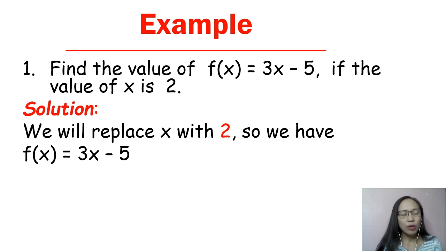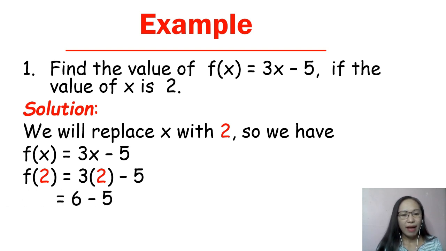The x here we will replace with 2. Thus we have f of 2 equals 3 times 2 minus 5. So x there we replace with 2. And then we have 3 times 2 equals 6. And then we bring down negative 5. Then we have 6 minus 5 is equal to 1. Therefore, f of 2 is equal to 1.